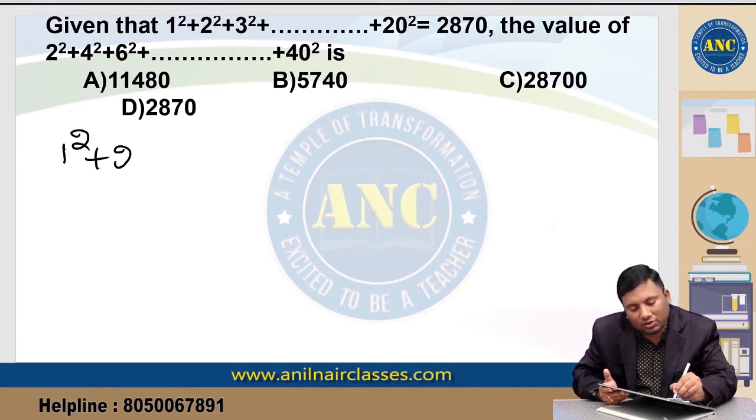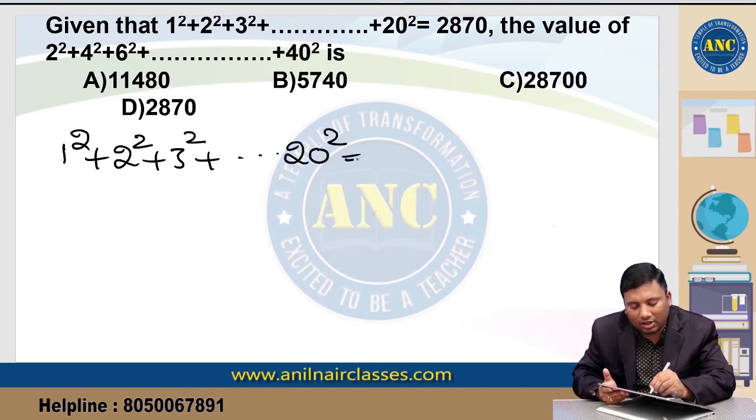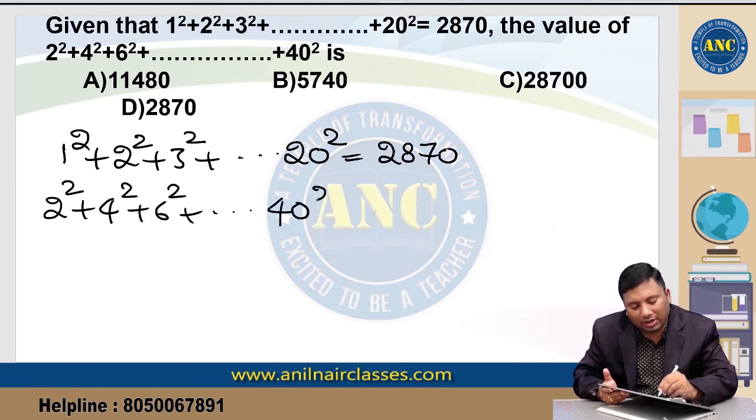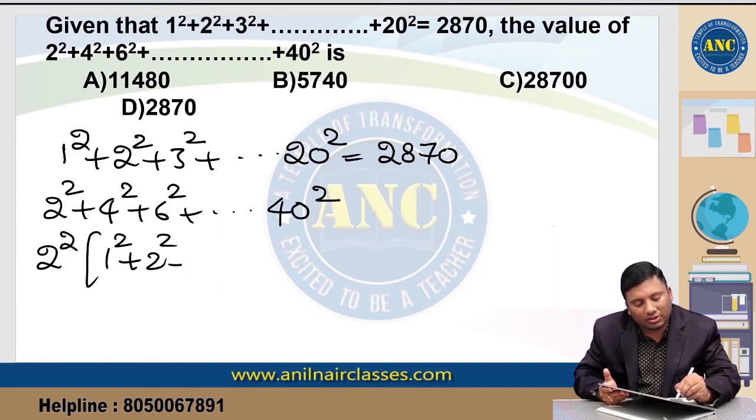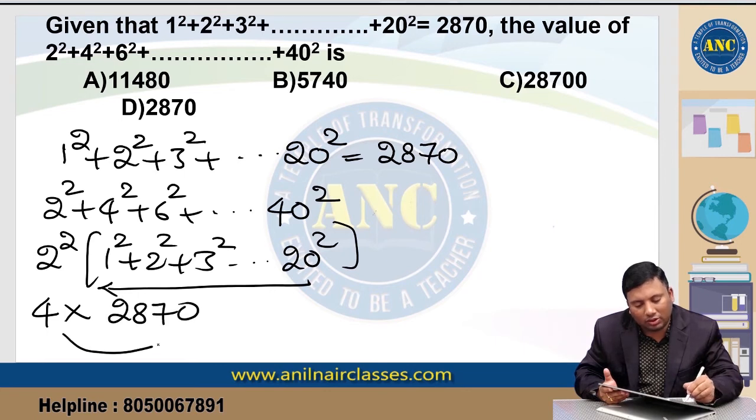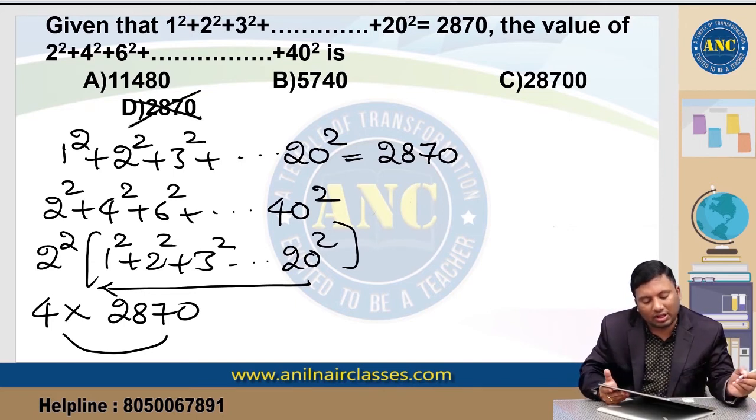1 square plus 2 square plus 3 square, and so on up to 20 square is 2870. The question is 2 square plus 4 square plus 6 square, and so on up to 40 square. If I take 2 square common, this will be 1 square plus 2 square plus 3 square, and so on up to 20 square. This is nothing but 4 into 2870. The answer should be divisible by 4, so 2870 is out.